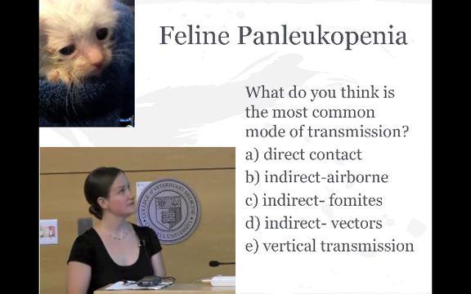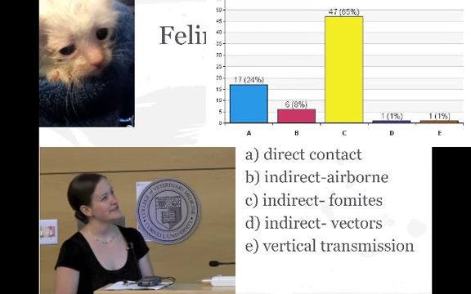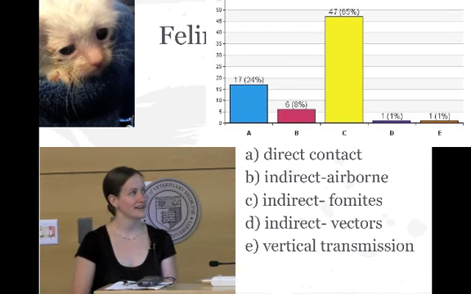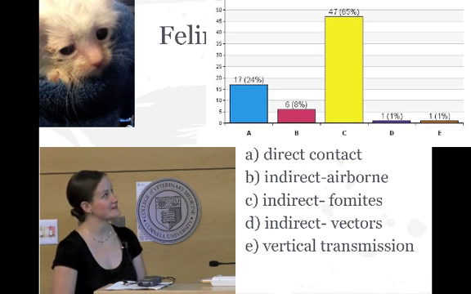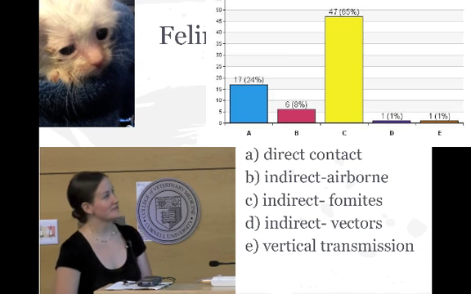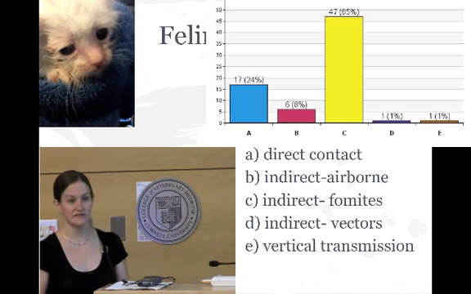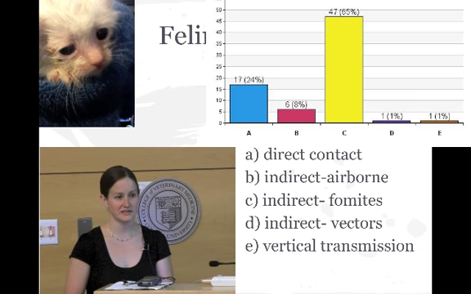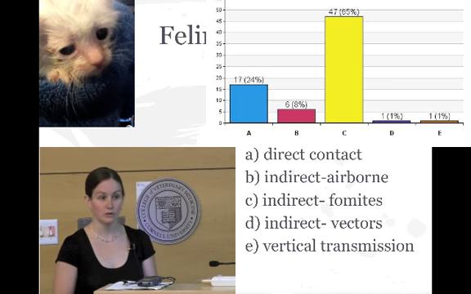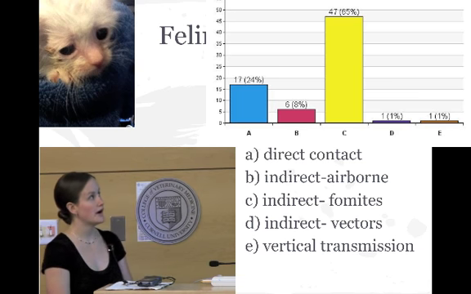All right, so let's see what you guys had to say. 65% of you think indirect contact or fomites, 24% direct contact, 8% indirect airborne, 1% say indirect vector, and 1% say vertical transmission. So very good. Again, focusing on the indirect fomite transmission, very important, especially if you have kittens going into foster homes and their health status isn't necessarily known.